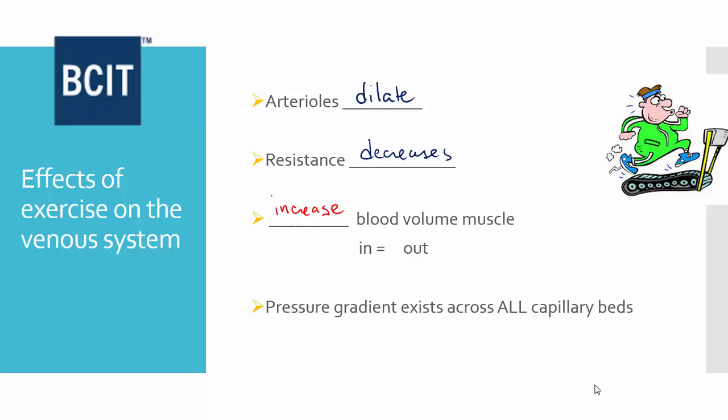So it helps to increase the blood volume that's being provided to the muscle, to provide more oxygen and nutrients to meet those metabolic demands. So we know that if there's more in on the arterial side, there's more out on the venous side. And a pressure gradient exists across all capillary beds. Higher on the arterial side, lower on the venous side, and blood moves from high to low pressure.